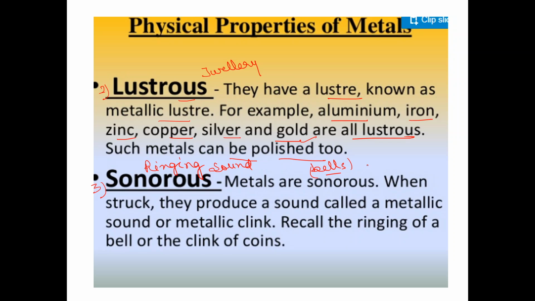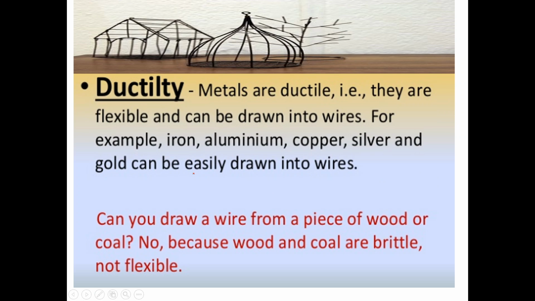Musical instruments, the wire and strings of the musical instrument, are also made up of metals. So metals are sonorous. What does sonorous mean? They produce a ringing sound when struck, called a metallic sound or metallic clink. The ringing of a bell, or when you drop a coin, produces the sound. That sound is the sonorous nature of metal.